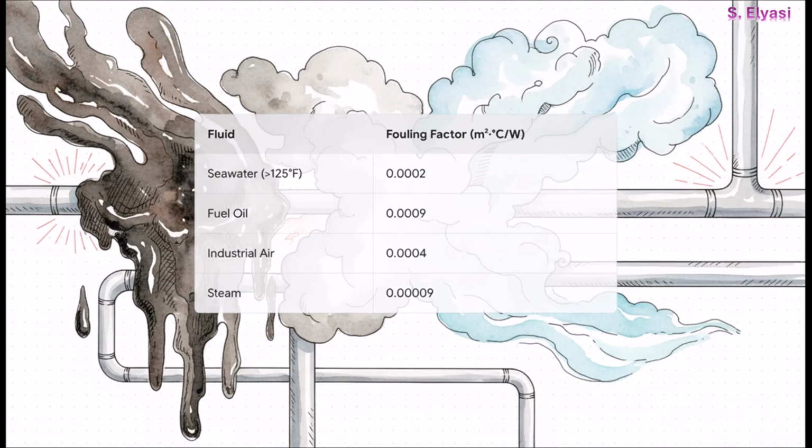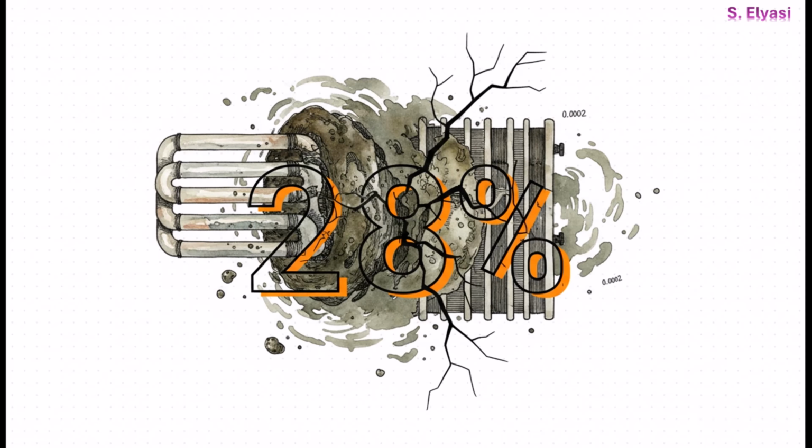And of course, not all gunk is created equal. As you can see from this table, thick, viscous fluids like fuel oil cause a lot more problems. They have a much higher fouling factor than something like clean steam. As an engineer, your job is to anticipate this and build it into your design right from the start. And please, don't underestimate these numbers just because they look tiny. In one of the examples from the source material, a fouling factor of just 0.0002, that's it, from seawater, caused a massive 28% drop in the overall U value. Fouling is not a minor detail. It can absolutely cripple your entire system.